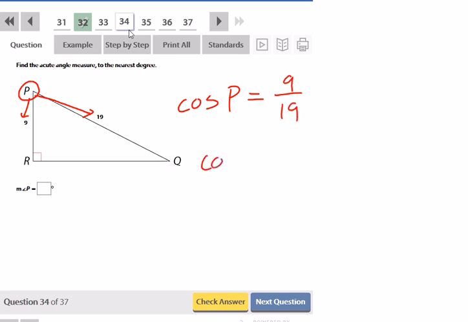When I want an angle, I have to use an inverse trig function. So I'll say P, which is what I'm looking for, is equal to the inverse cosine of 9 over 19. Use the calculator, and that gives me 61.7, but they want it to the nearest degree, so that's 62.